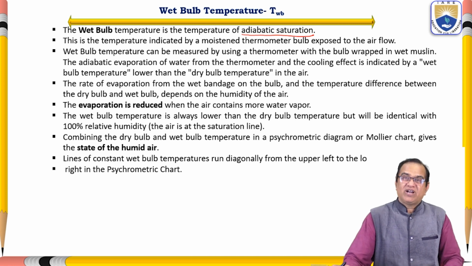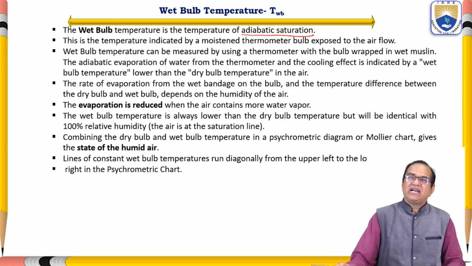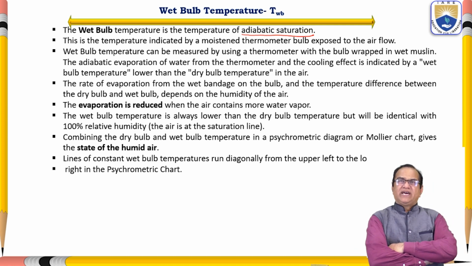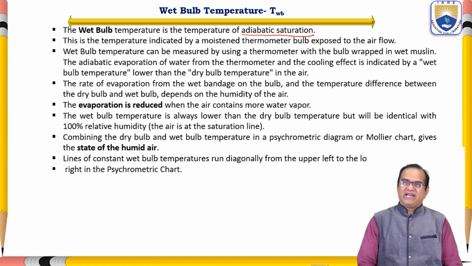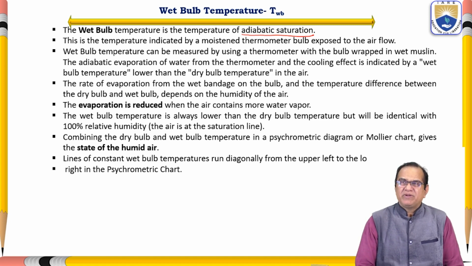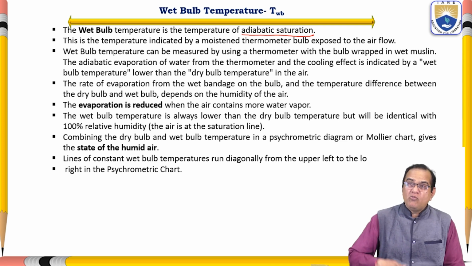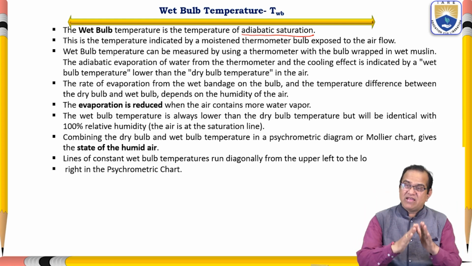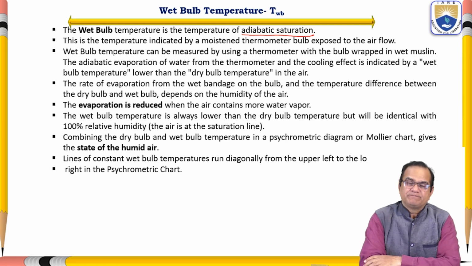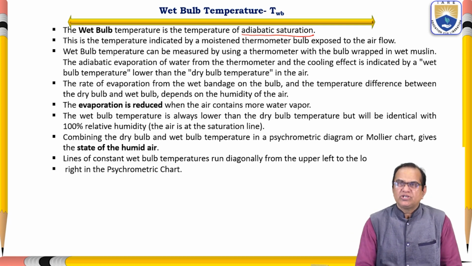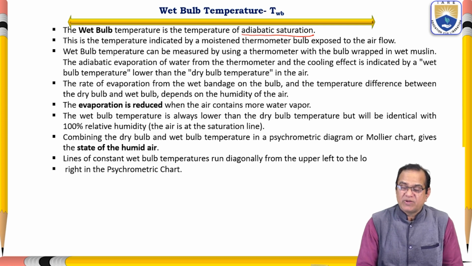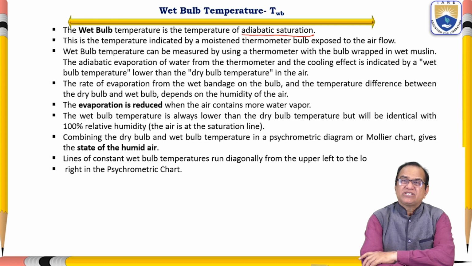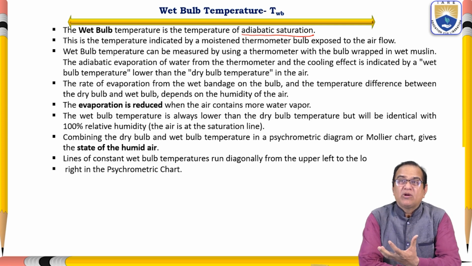It is indicated by a wet bulb temperature lower than the dry bulb temperature, and this will always be lower than the dry bulb temperature. The rate of evaporation from the wet bandage on the bulb and the temperature difference between the dry bulb and the wet bulb depend on the humidity of the air. So according to the humidity, the temperature difference between the dry bulb and the wet bulb will persist. The evaporation is reduced when the air contains more water vapor. So evaporation is reduced if the water vapor is more.